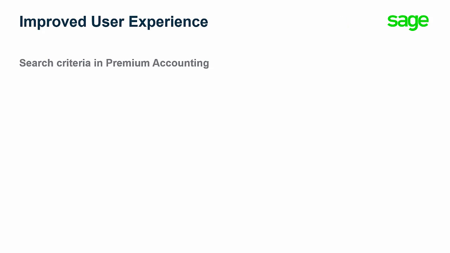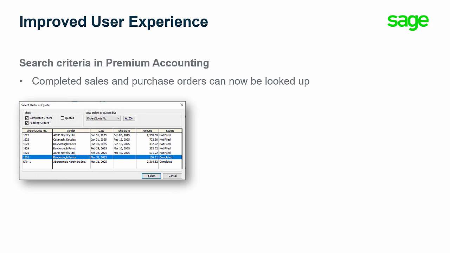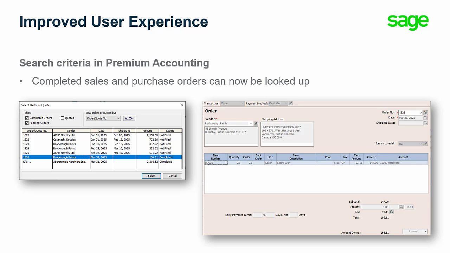If you use Sage 50 Premium Accounting, you can now look up sales and purchase orders that have been completed. Prior to this release, this option was only available with Sage 50 Quantum Accounting. This will allow you to have a more streamlined view of all orders that have been completed at the strike of a key.